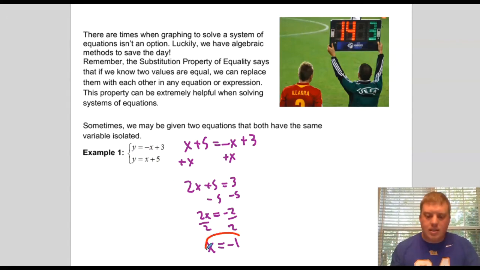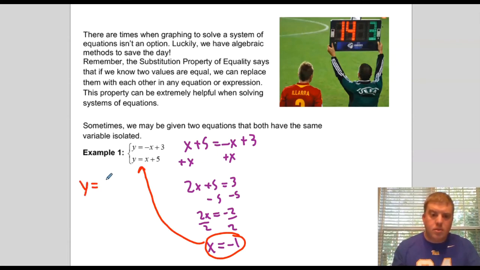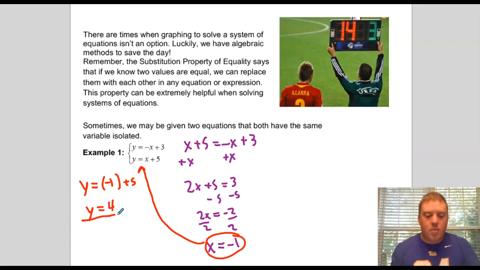So I'm going to take this x equals negative 1, and plug it in where x is in this equation. I'm going to do y equals, replace the x with negative 1, and then finish out the equation with a plus 5. Negative 1 plus 5 is going to give me 4, so that gives me a y value of 4. Now when I put that together with my x value, it gives me the ordered pair negative 1, 4. And that will be my solution.